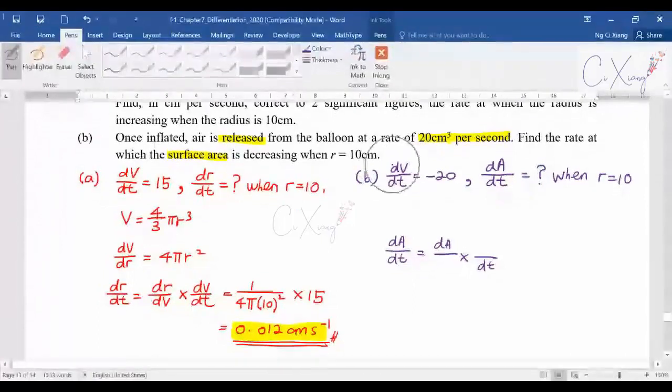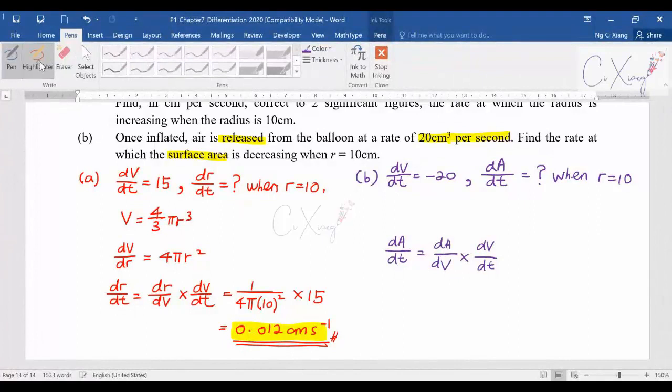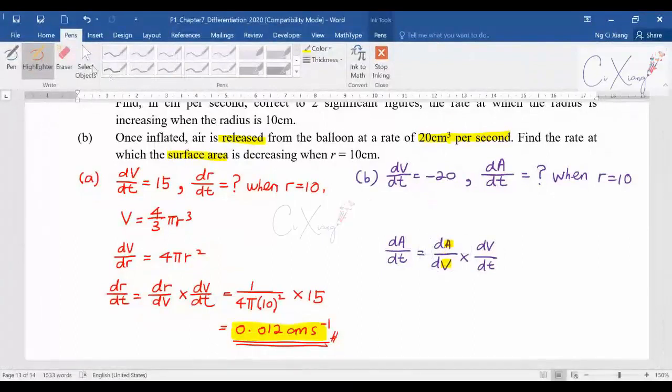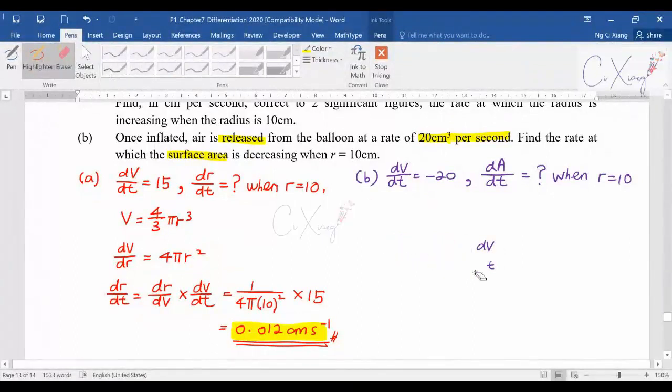You see that I'm having dV over dt, so this something should be dV. Now the problem is I want an equation that involves V and also A, that means the volume and the surface area. There are two ways to solve it. The first method is to write out the equation with volume and surface area together. If you find that very complicated, then you apply the chain rule another time.